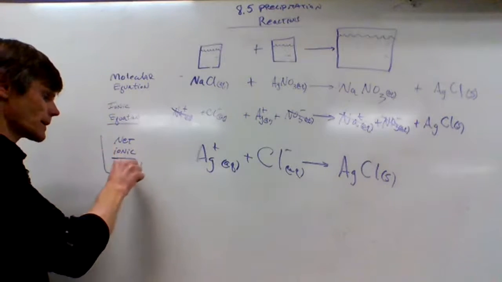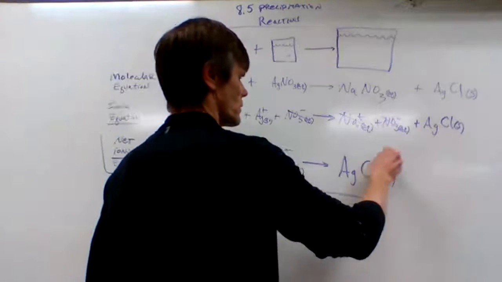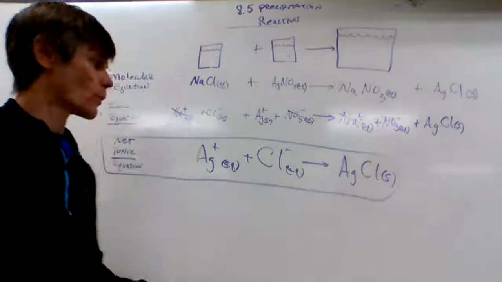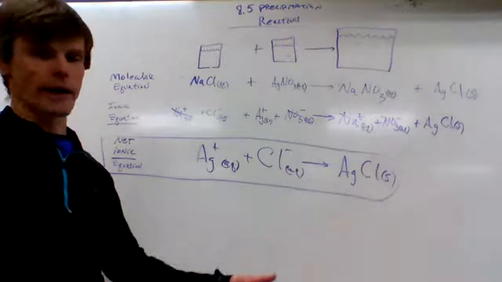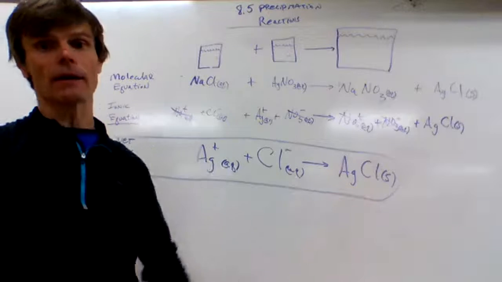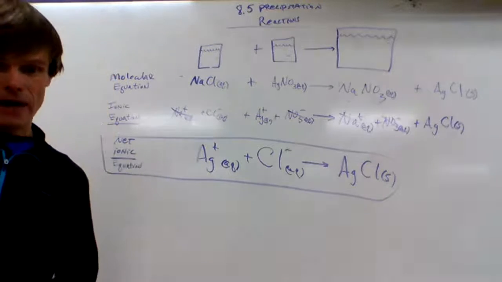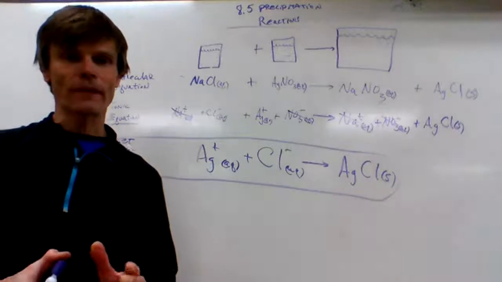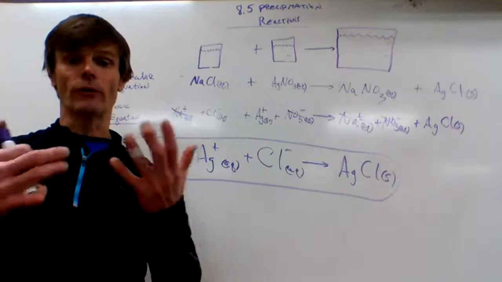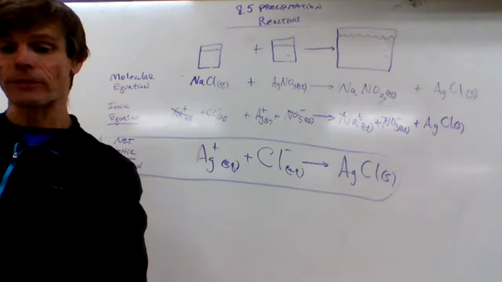The net ionic equation really tells us a lot about the chemistry that's occurring. We're adding silver ions and chloride ions to form a silver chloride precipitate, indicating that a chemical reaction has occurred. Remember, we said that that's one of the indicating features of a chemical reaction, the formation of a solid substance.